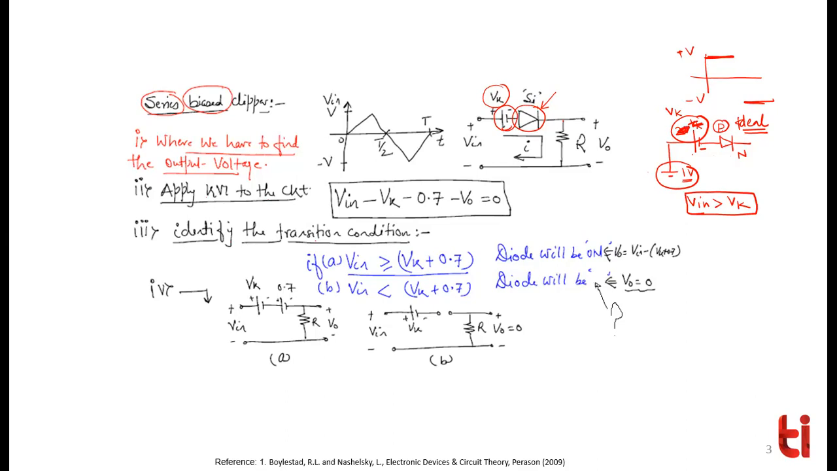Now it is a real diode, not an ideal diode. One battery is already there, which is the VK volt battery, and it's a real diode. You must know how to replace the real diode. Replacing the real diode is something like this. Now this is an ideal diode. We have replaced the real diode with an ideal diode.